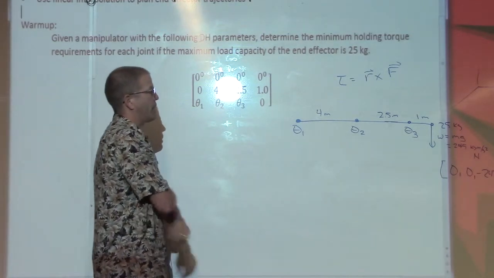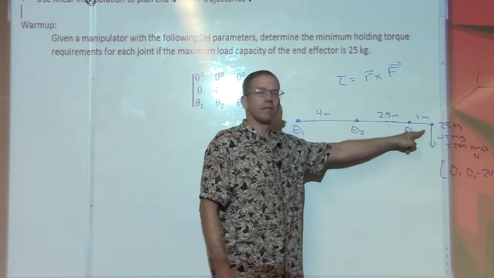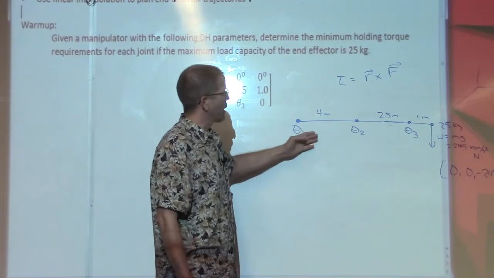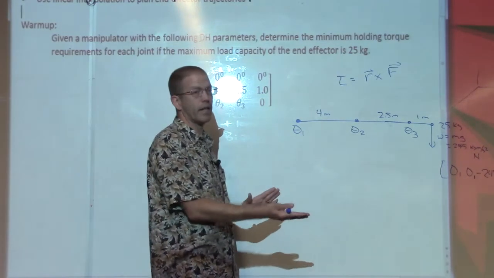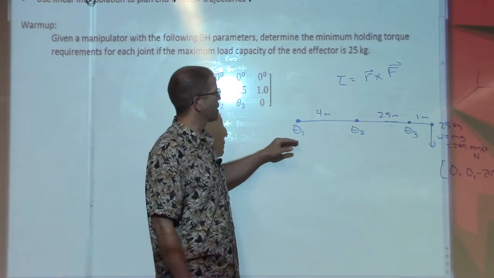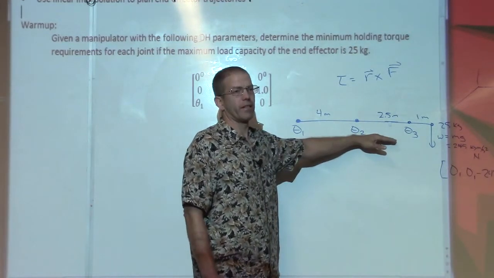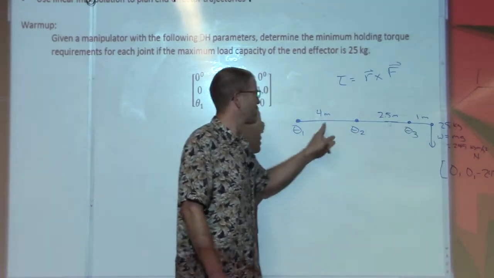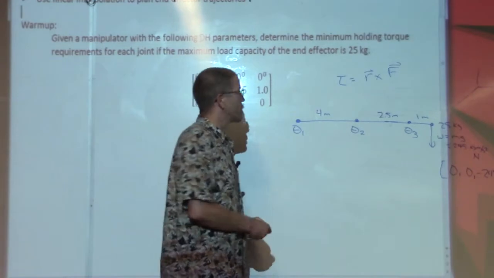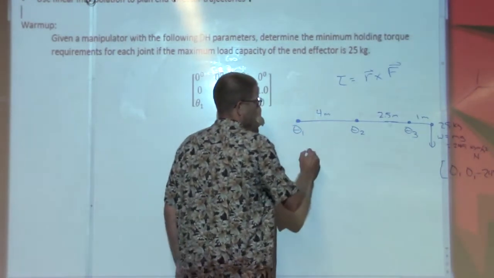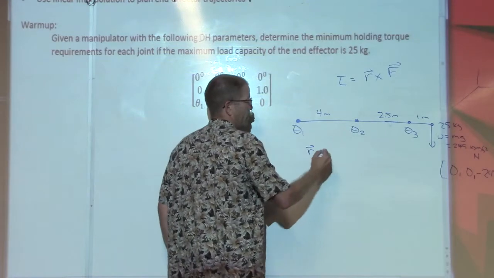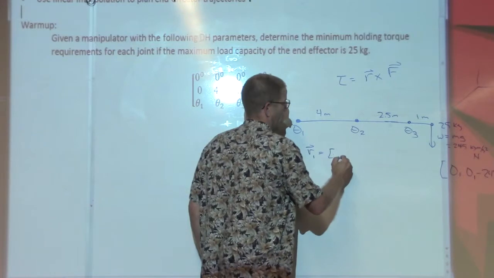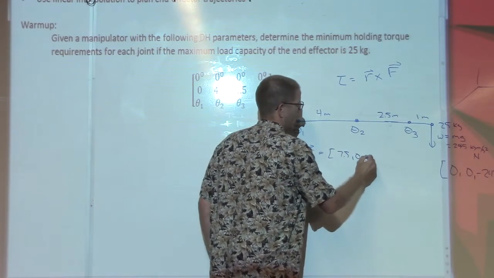That position vector is going to be nothing more than the length out to that point, right? So in this case, if we're hopefully laying this out so it's easy to calculate, we'll recognize that if we set this on the x-axis, then we have an x displacement of 4 plus 2.5 plus 1, so that's 7.5 meters, okay? So our R1, the position vector for theta 1 to the end effector, would just be 7.5, 0, and 0.